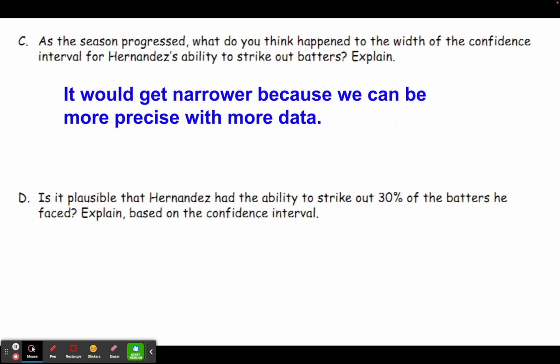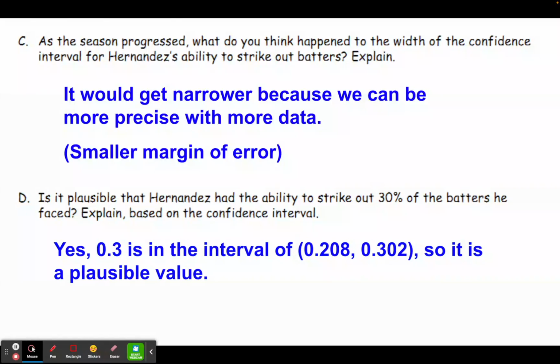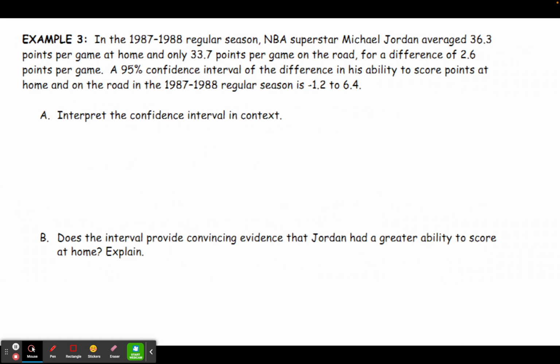Is it plausible that Hernandez had the ability to strike out 30% of the batters he faced? Explain based on your confidence interval. Oh, by the way, in part C, I would add that here we're talking about a smaller margin of error. And we'll talk a little bit more about margin of error in just a minute. Now, the original interval that we calculated for part D was .208 to .302, and 30%, or 0.3, is in this interval. So we would say it is plausible that Hernandez had the ability to strike out 30% of the batters he faced because it was in the interval that we calculated.